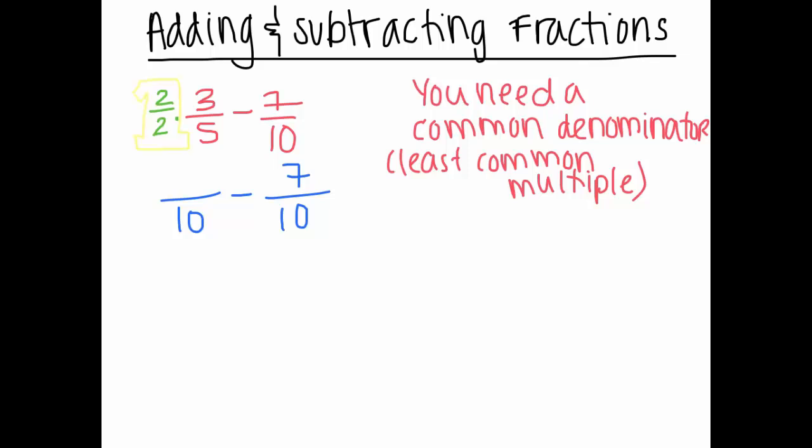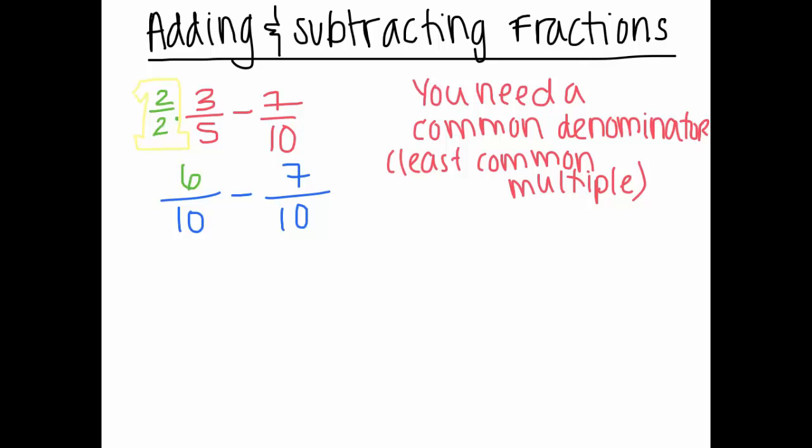2 over 2 is just another version of the number 1. So you're not really changing the value of 3/5 by calling it 6/10. You're just changing the way that it looks so that it has the same denominator as the second fraction.